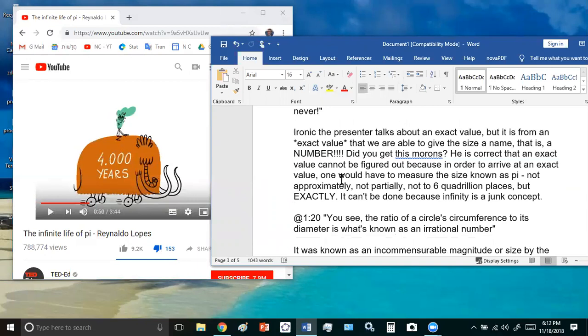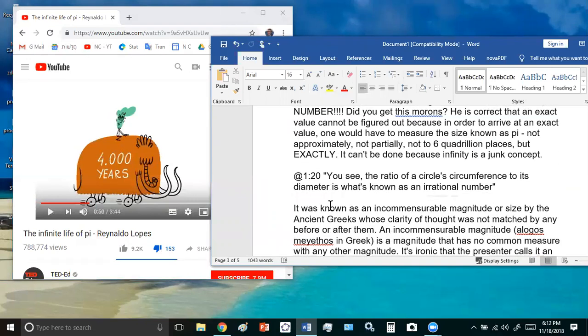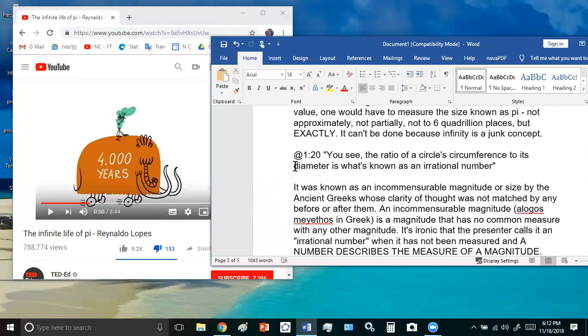He is correct that an exact value cannot be figured, because in order to arrive at an exact value, one would have to measure the size known as pi, not approximately, not partially, not to 6 quadrillion places, but exactly. It can't be done because infinity is a junk concept.